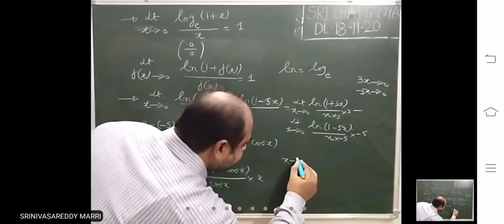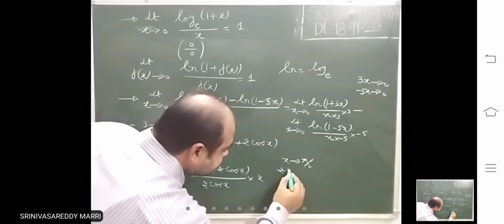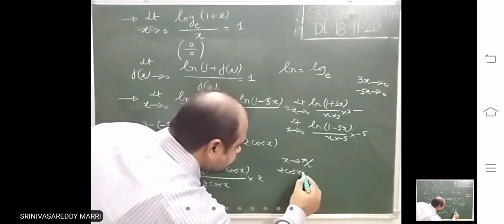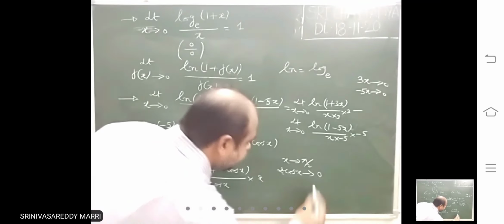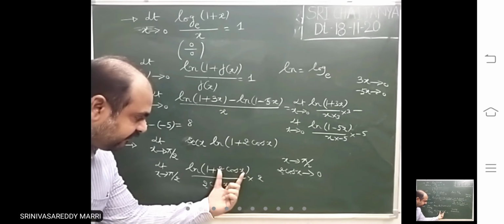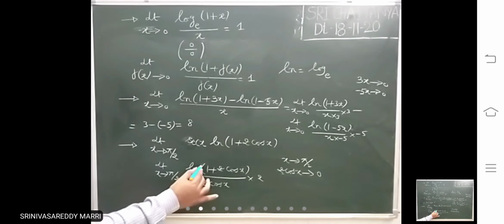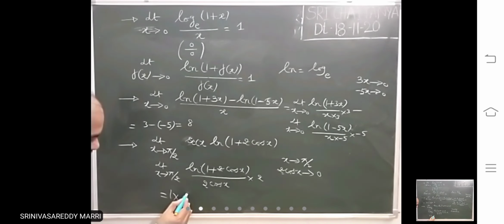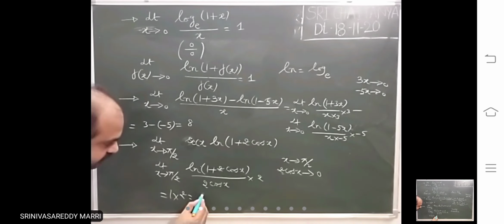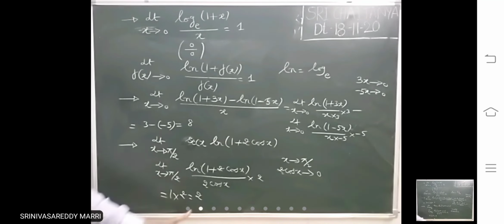Now x tends to pi by 2. If x tends to pi by 2, 2 cos x tends to what? Tends to 2 into cos pi by 2, 0. That means it is a form log of 1 plus f of x divided by f of x, f of x tends to 0. That means this limit is what? 1. So 1 into 2. That is 2. That is how to apply this limit. Just simple. 1 plus after that whatever it is there, multiply and divide. Already cos x is there. Multiply and divide by 2.